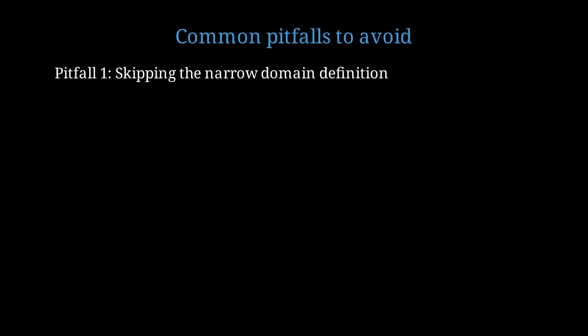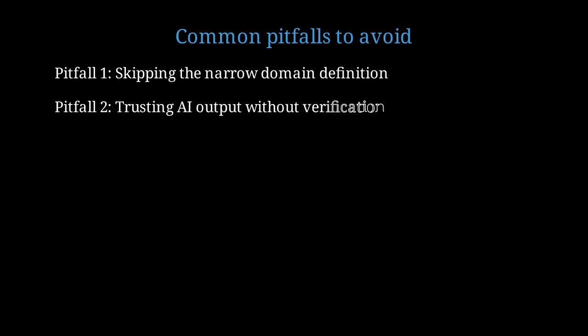Let me highlight common pitfalls that students encounter. Pitfall 1. Skipping the narrow domain definition. Students try to find gaps in all of deep learning. This never works. Pitfall 2. Trusting AI output without verification. 30 to 60% of AI suggested gaps are false positives. You must check. Pitfall 3. Stopping at gap identification. A gap is not a contribution. You need a testable hypothesis.